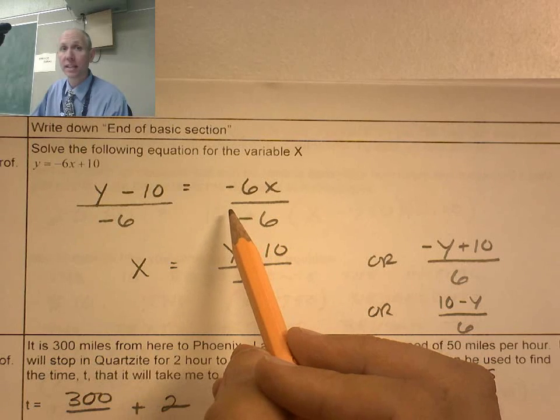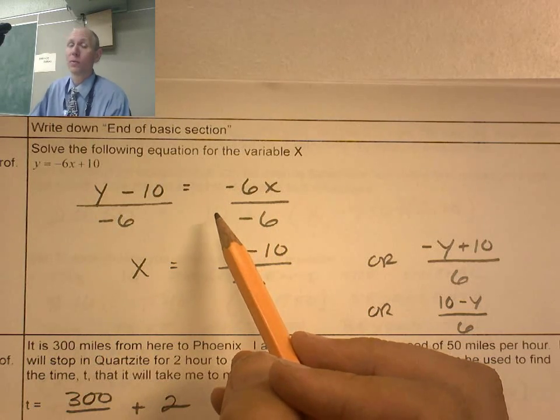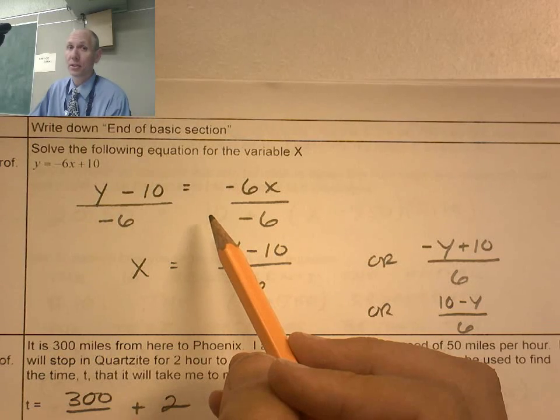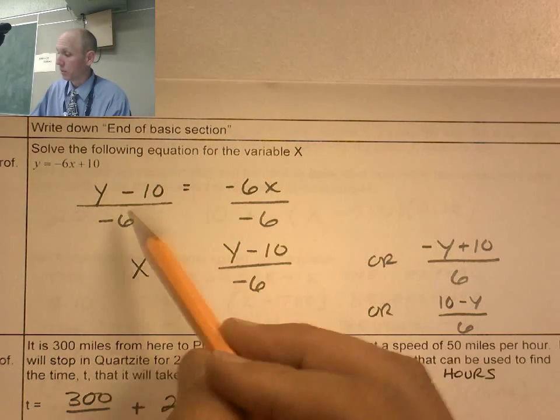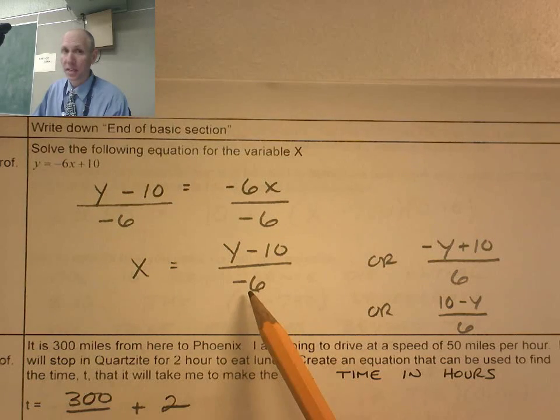Who's still bugging the x? The negative 6. Negative 6 is trying to multiply the x. How do I fight multiplication? With division. So I divide both sides by negative 6. So I have x equals y minus 10 over negative 6.